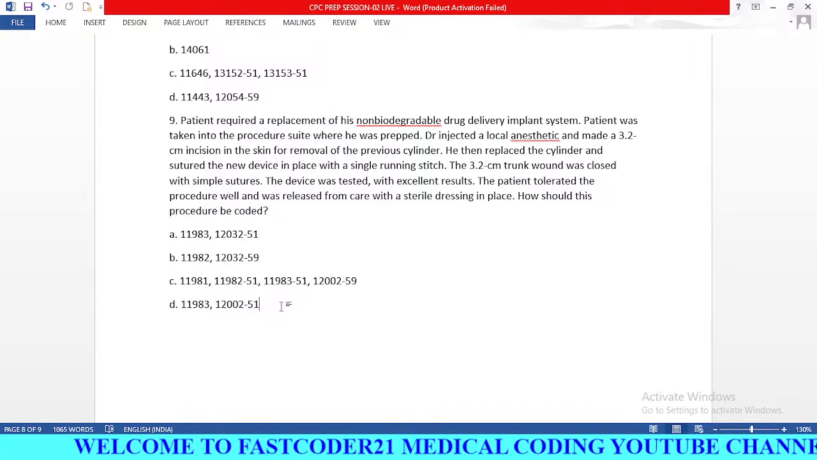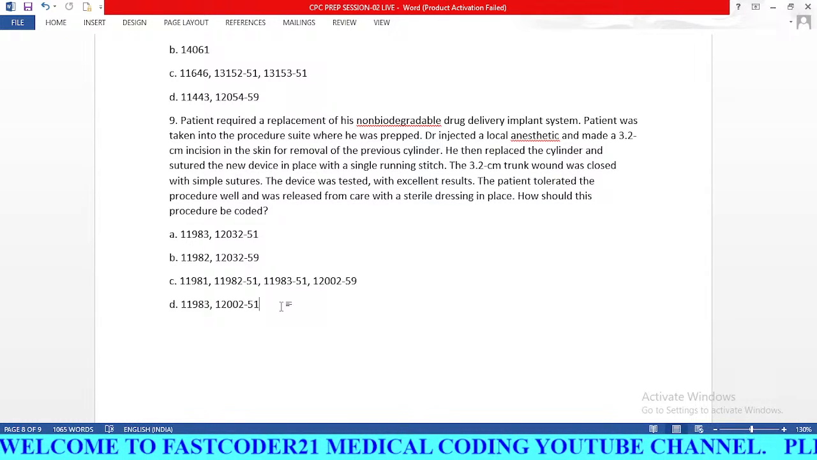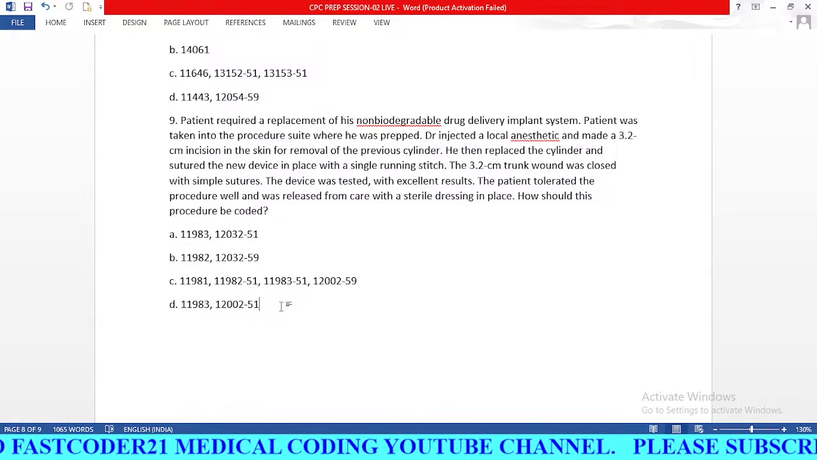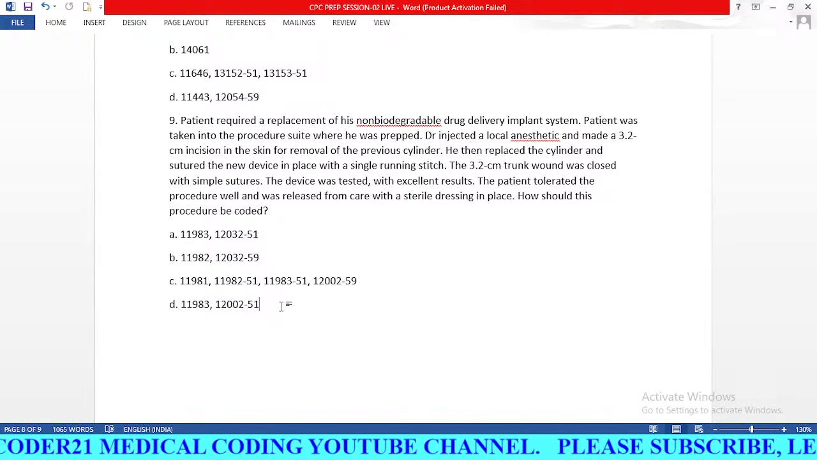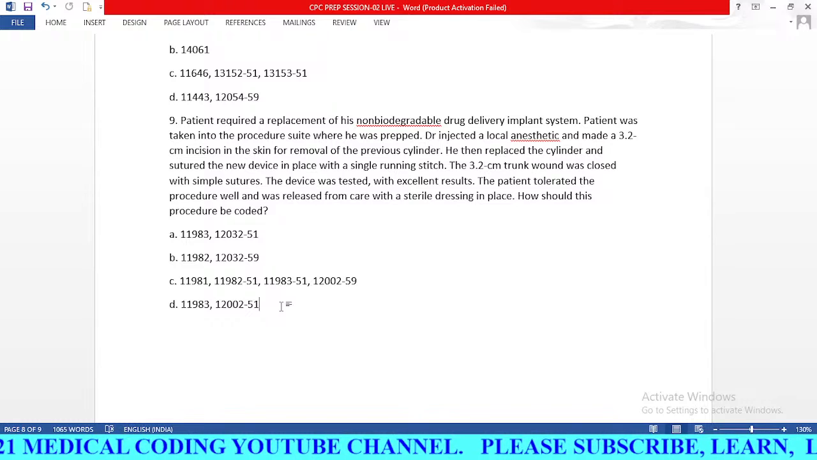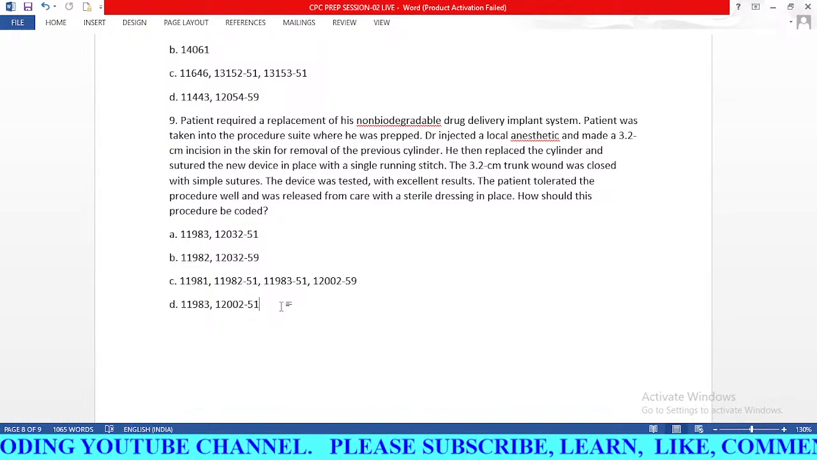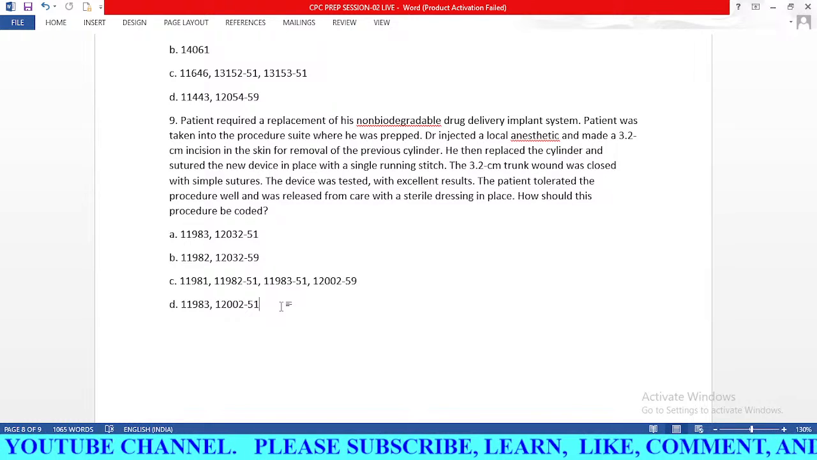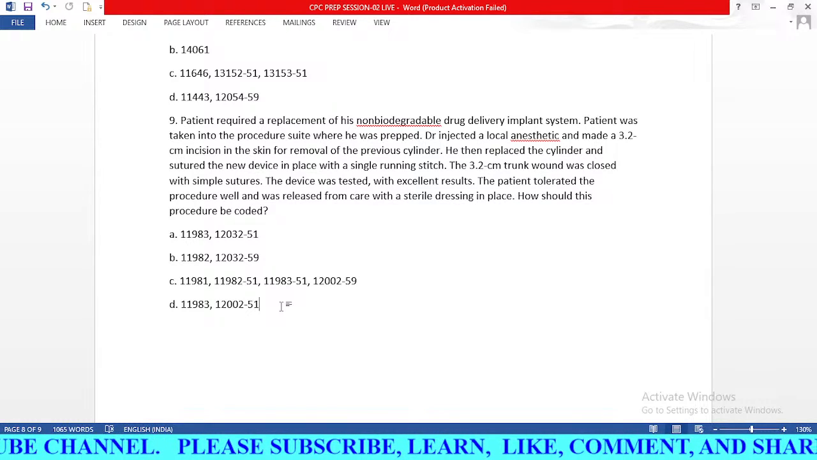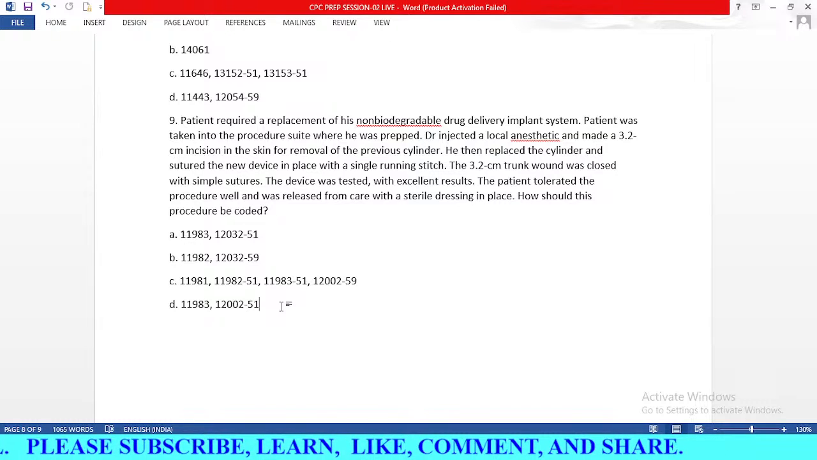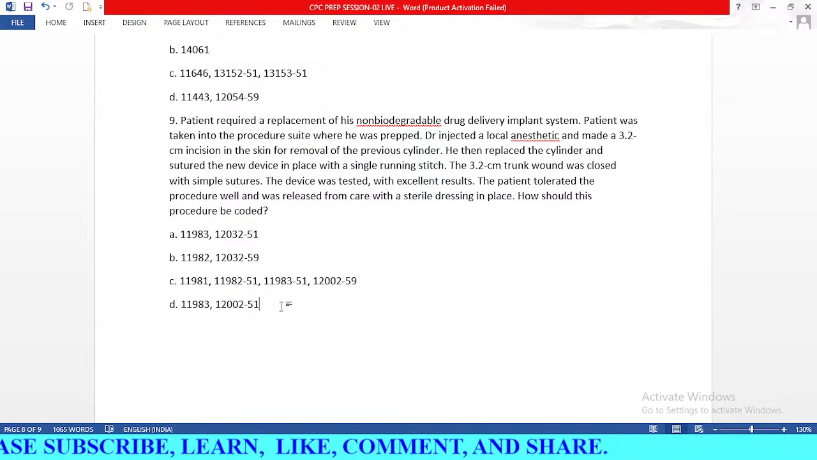26 is for professional component, TC is for technical component. Usually physicians will bill 26, because they will read the reports. So they will use 26, and TC is for technical component. That means the machinery is not related to the physician. In some other facilities, the physician will use the machinery. At that time, that facility will use the technical component TC.